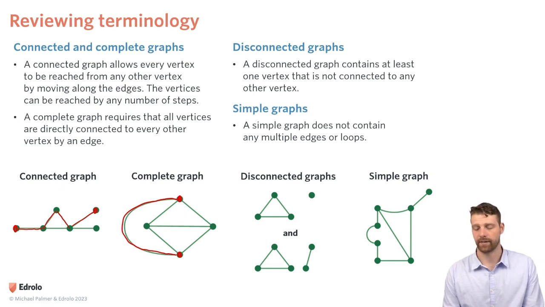We've got disconnected graphs here. A disconnected graph contains at least one vertex that is not connected to any other vertex. Okay, so here are our disconnected graphs. You can see I've given two examples here.